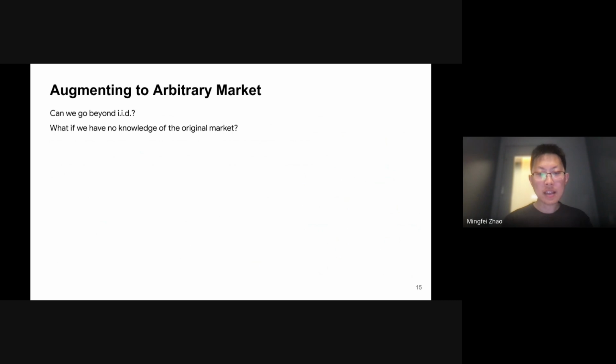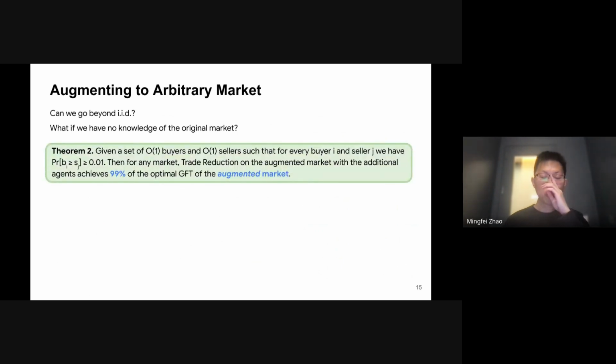So here is another result that we look at. Basically, we're trying to understand the question of whether we can go beyond IID, right? In the first result, we require the agents to be IID, and also we have this stochastic dominance condition. So one question here is whether we can have any results without these assumptions. What if we have no knowledge about the original market at all? Can we achieve any guarantees? So it turns out we can.